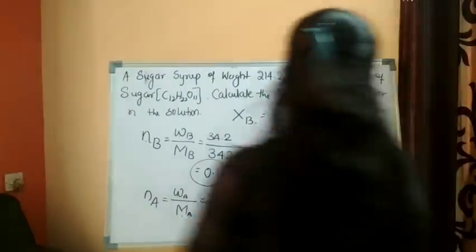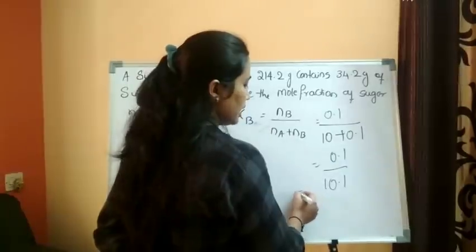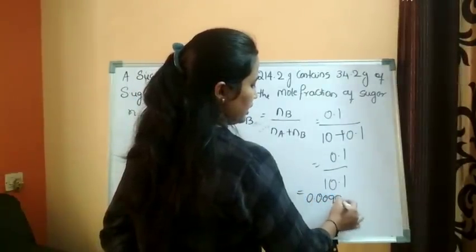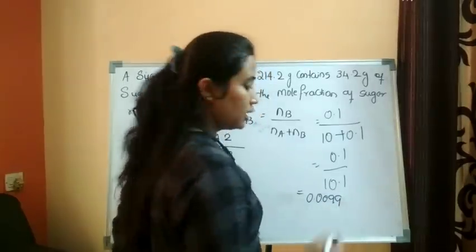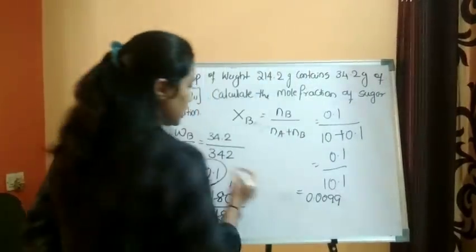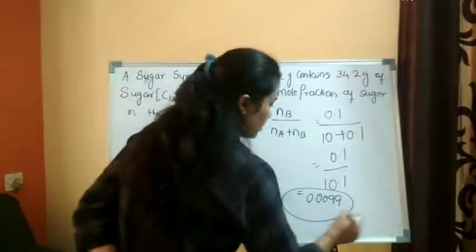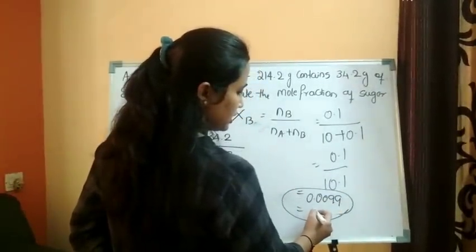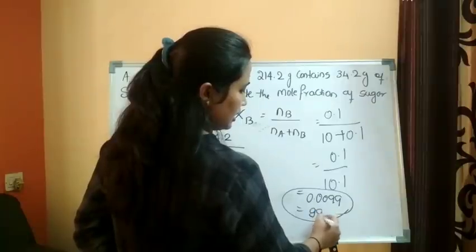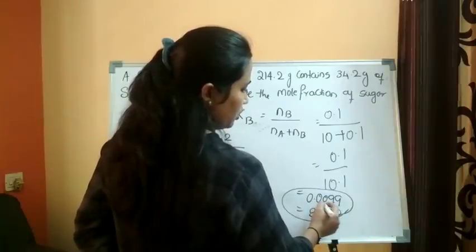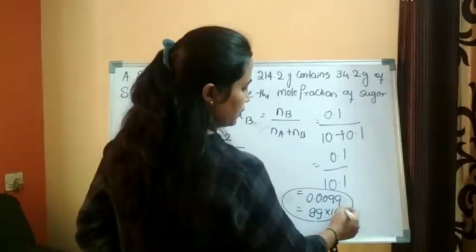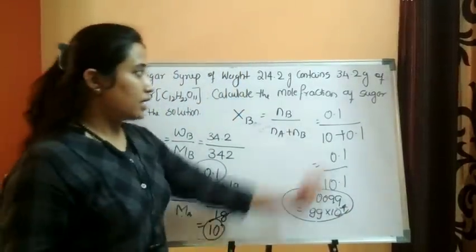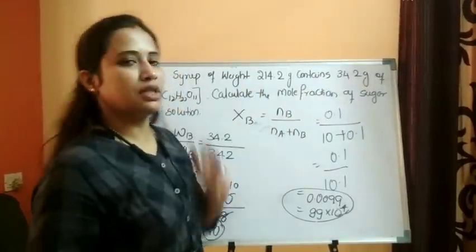Yes, dear students, 0.1 divided by 10.1, we are going to get around 0.0099. The mole fraction we are finding is simply a number. You can write it in scientific notation by shifting the decimal point: 99 into 10 to the power of minus 4. So this much fraction of sugar is present in the given solution.